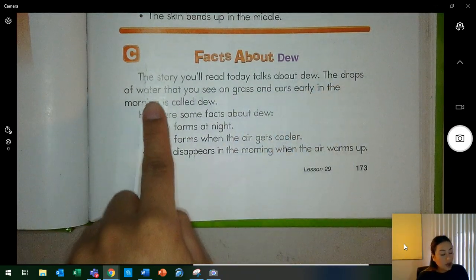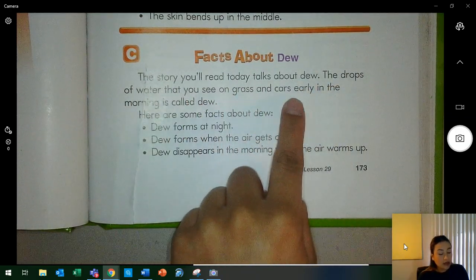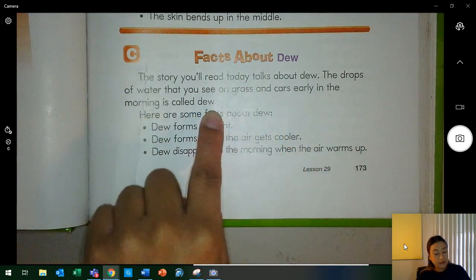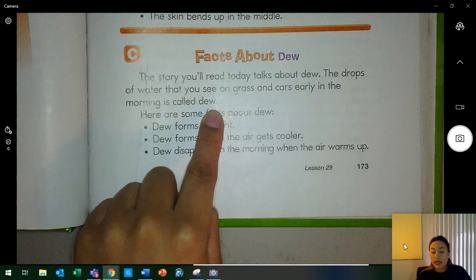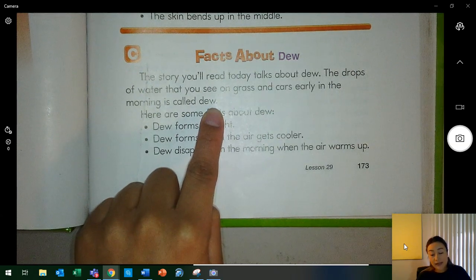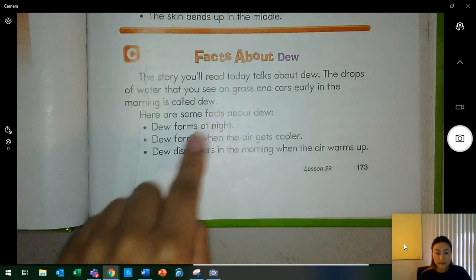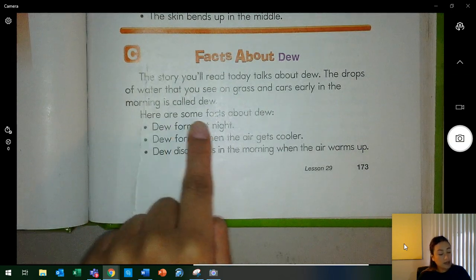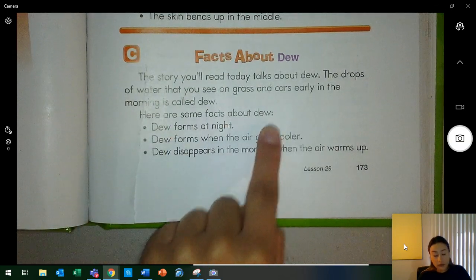The drops of water that you see on grass and cars early in the morning is called dew. Stop right there. Name 2 places you find dew. Get ready. Yes, if you named one of the following, you were right. On grass, on cars, on bushes. Keep tracking. Get ready. Here are some facts about dew.